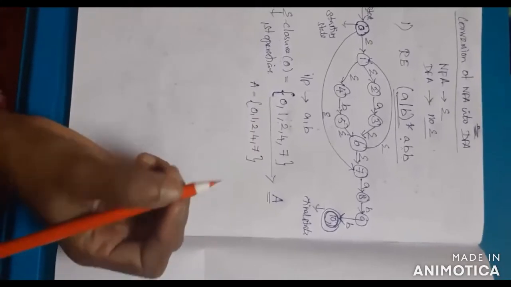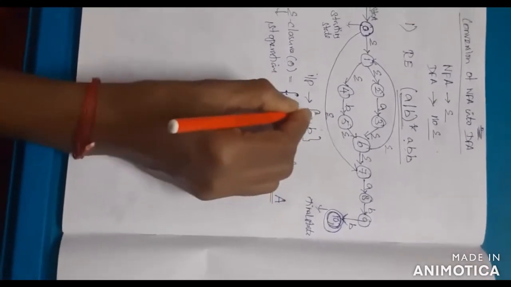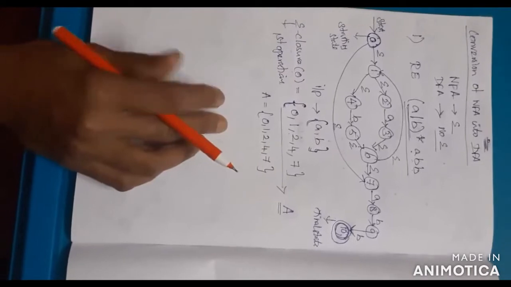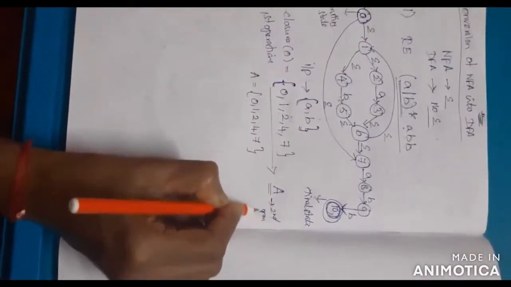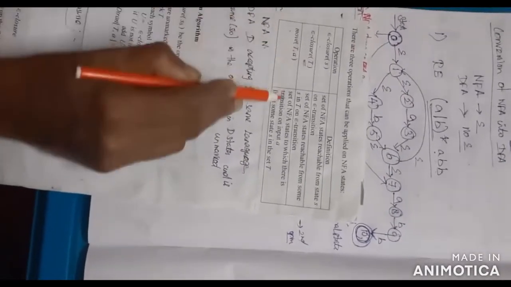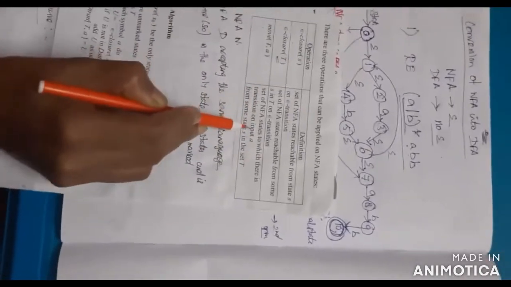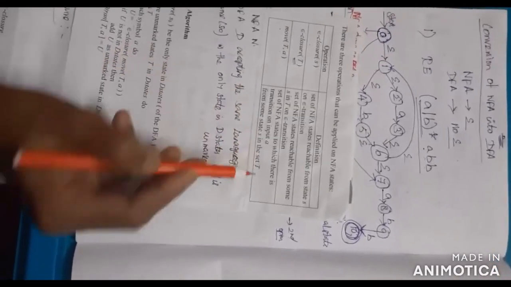It's clear. So what is the input symbol? A, comma B. Everything will be indicated in braces: 0, 1, 2, 4, 7. Okay. This is for the second operation. So what is the third operation? The third operation is move of T, comma A. A set of NFA states to which there is a transition on input A from some state S in the set capital T.